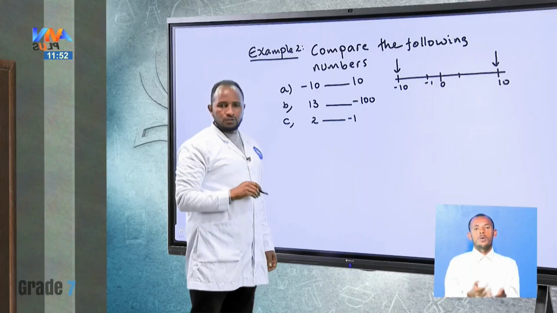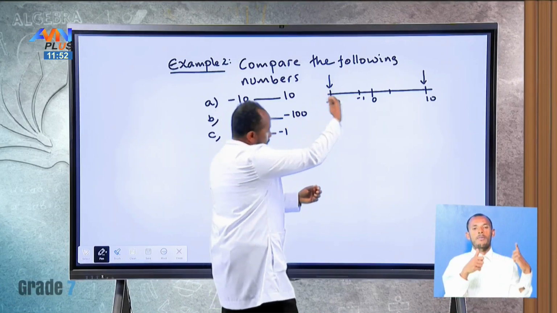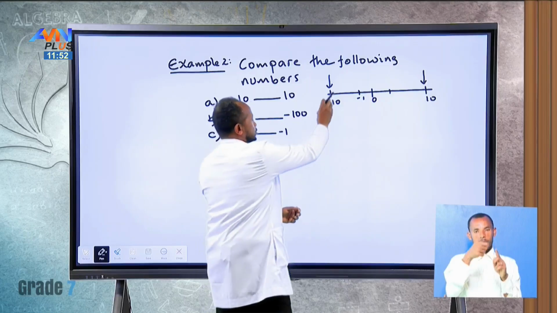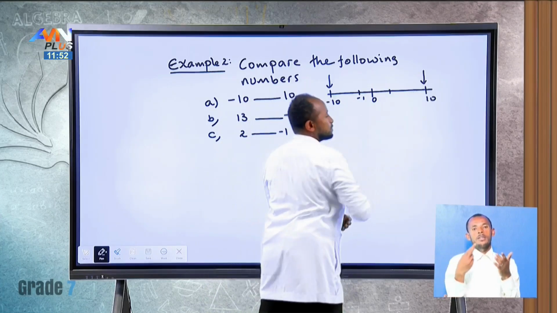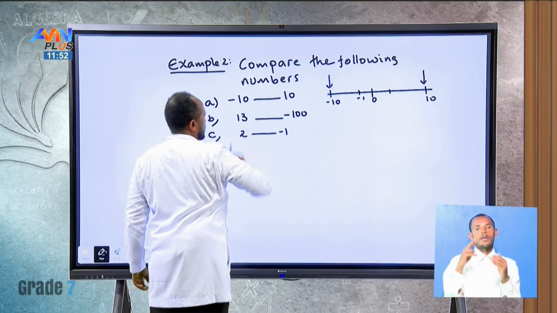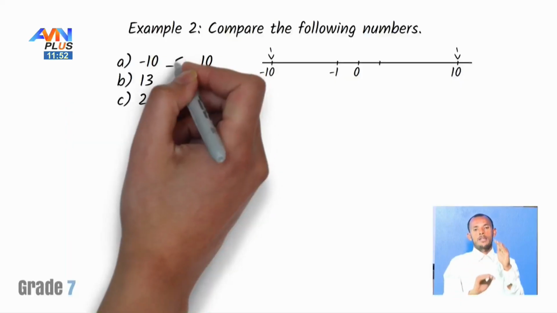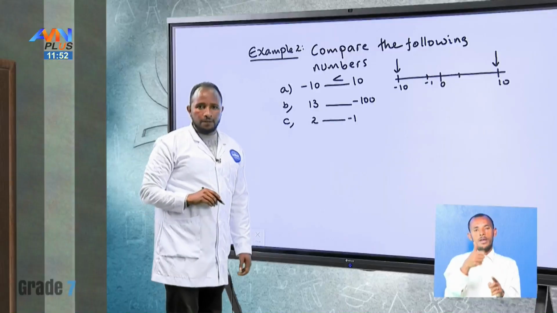When you see these two numbers, negative 10 is to the left, positive 10 is to the right. This one is the smaller number, this one is the bigger number. Therefore, when you compare negative 10 with 10, negative 10 is the smaller number. Therefore, negative 10 is less than 10.